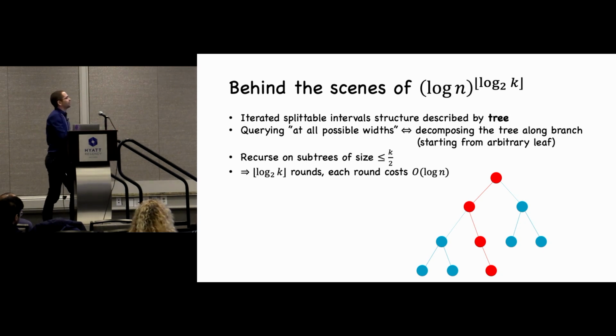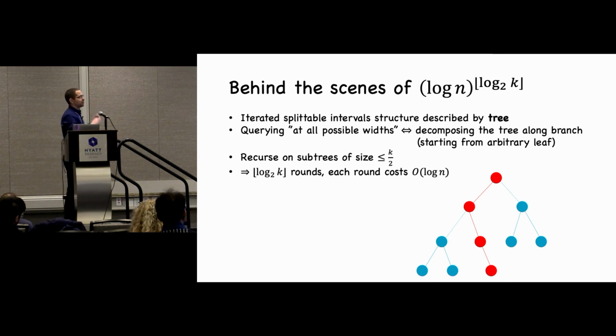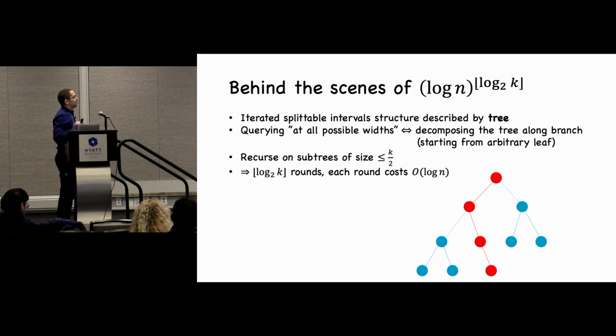Just to give a sense of what's going on behind the scenes, we are considering non-adaptive algorithms. We can imagine that they do whatever we want. So let's imagine we have a tree. Querying an element in the first place and then querying at all possible scales around it can be described like querying a leaf of this tree and then trying to query all elements in the branch that leads to this leaf.